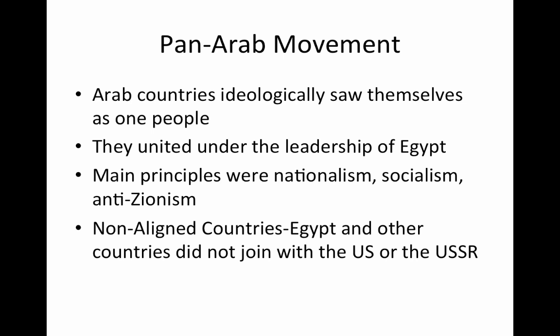A Pan-Arab movement saw Arab countries as ideologically one people. They were going to unite under the leadership of Egypt, and their main principles would be nationalism, socialism, and anti-Zionism. Also, Nasser would become a part of a movement called the non-aligned countries. Non-aligned countries were countries that did not join up with either the U.S. or the USSR. They joined up with whatever country would suit their needs best in trying to have independence for their country.